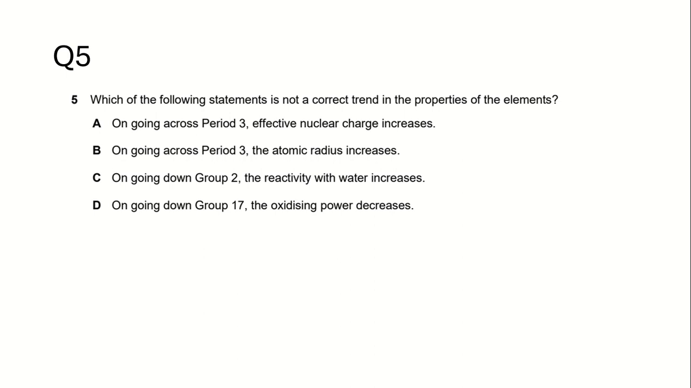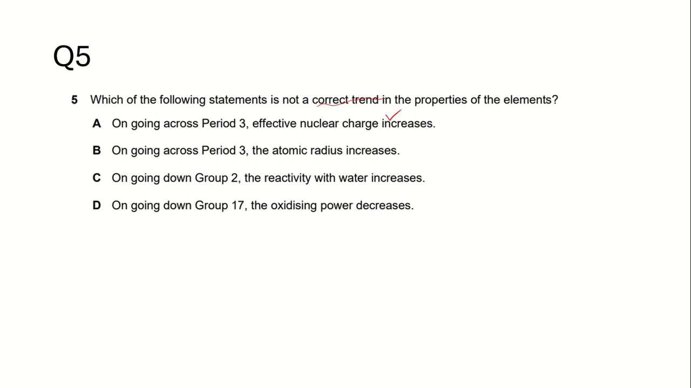Now, for question 5, which of the following statements is not a correct trend in the properties of elements? Okay, going across period 3, effective nuclear charge increases. That is correct. Across any period, the proton number will increase, so when proton number is increased, effective nuclear charge will also increase. So A is correct.